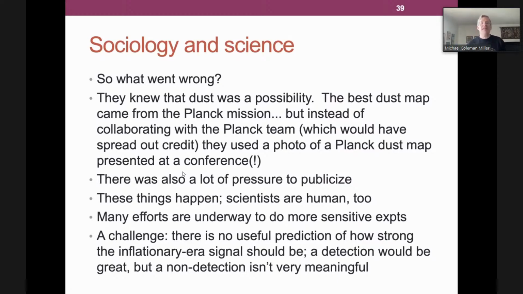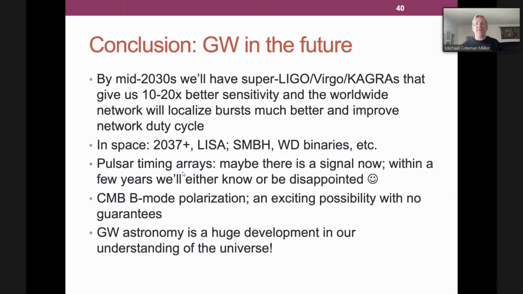So overall, and in conclusion, when you think about gravitational waves in the future, by the mid-2030s, we will have super versions of the ground-based detectors we have currently that are 10 to 20 times more sensitive. The worldwide network will localize bursts. It will have a better duty cycle. We'll have data on a higher fraction of the time. In space, we have LISA with its many implications. Pulsar timing arrays, we might have a signal right now. So either in a few years, the champagne will pop or people will be disappointed.